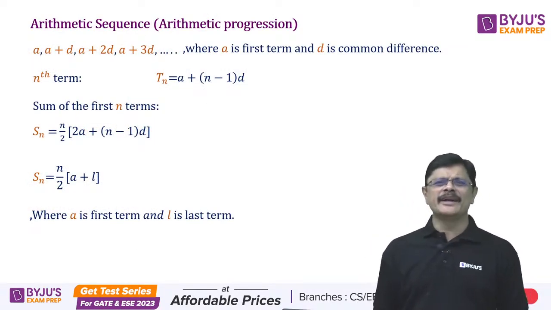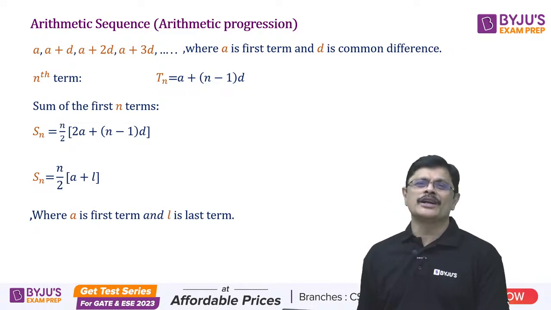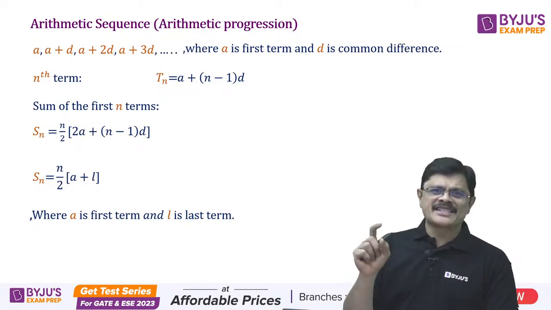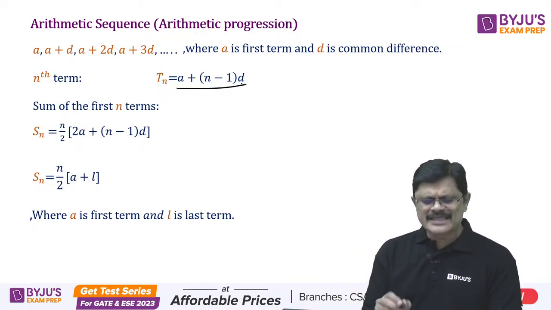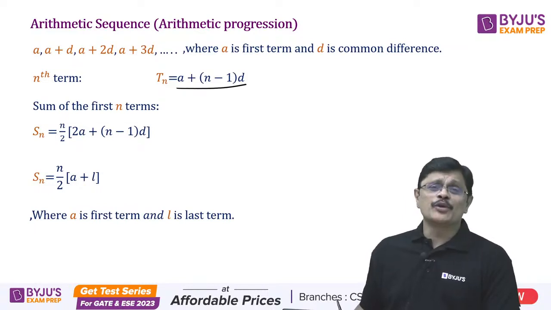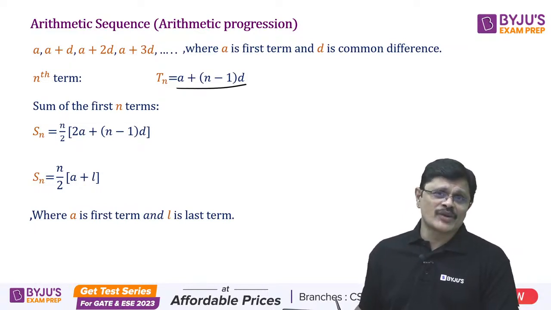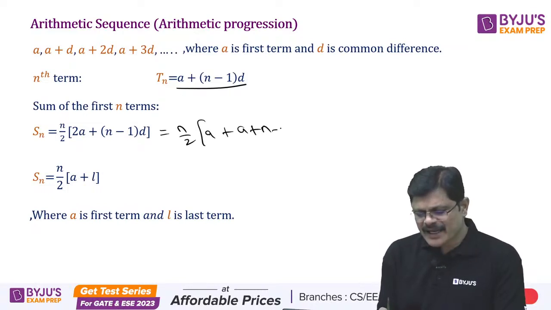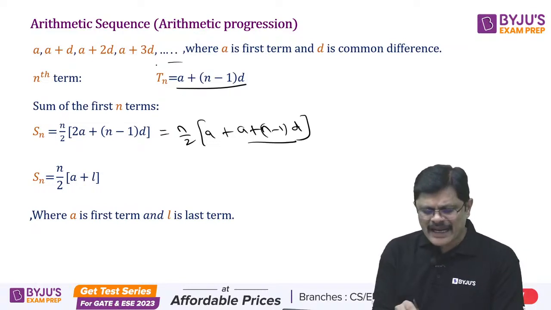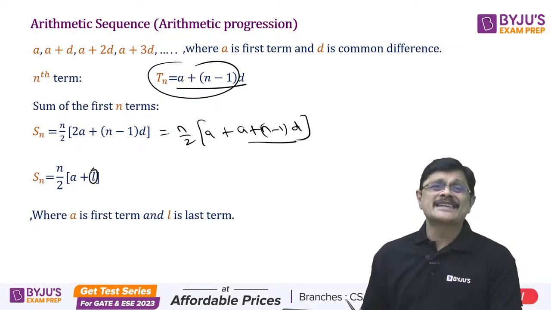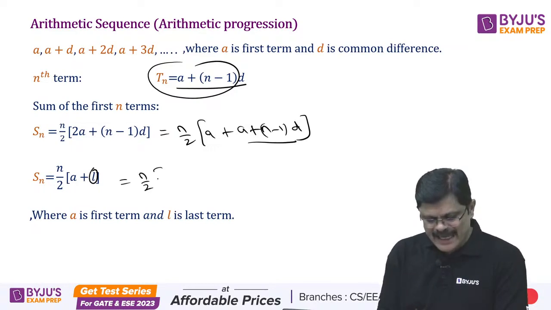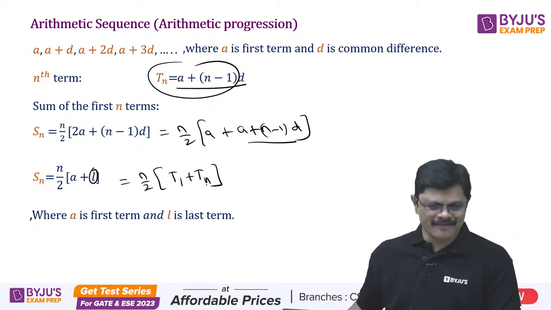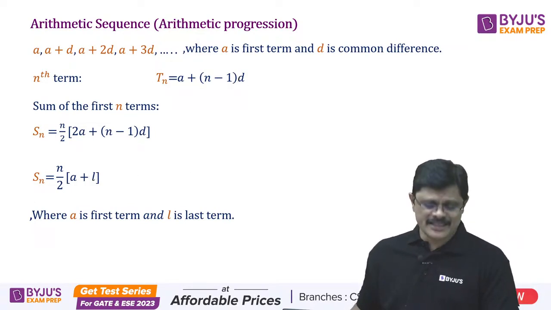There are some general arithmetic sequences which we need to know. This is what you call arithmetic progression or arithmetic sequence, where every time you are adding a common difference d. Here nth term is given by a plus n minus 1 into d, and sum to n terms is given by n by 2 into 2a plus n minus 1 into d, which can also be written as n by 2 into a plus the nth term. So the nth term is also called the last term. Sometimes people write this as n by 2 into t1 plus tn, where t1 is the first term and tn is the nth term, my dear friends. So this is the formula for arithmetic sequence.